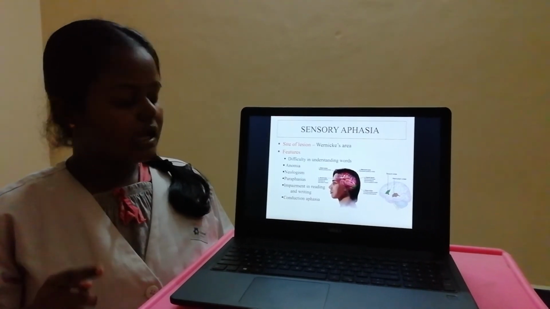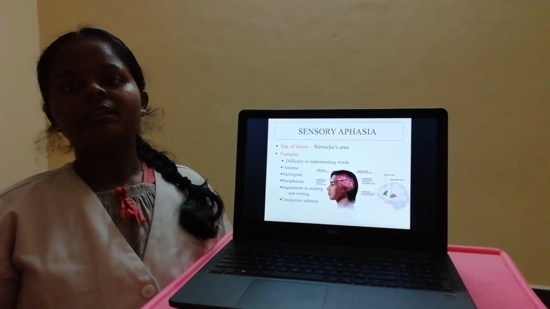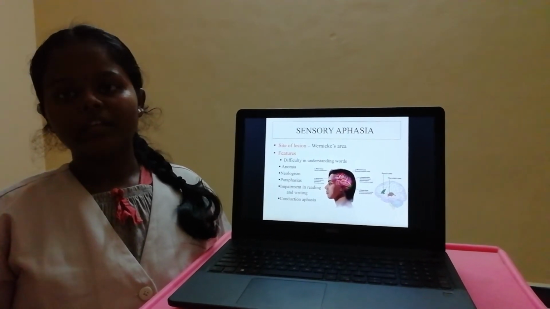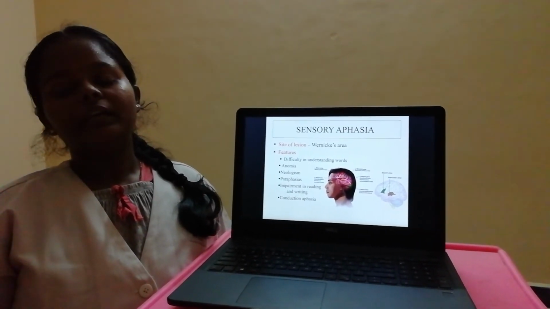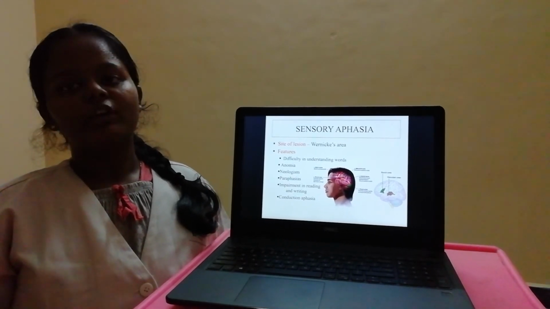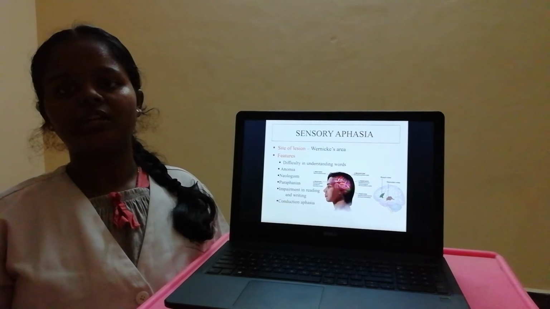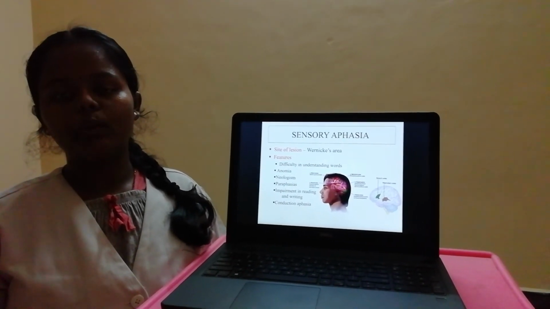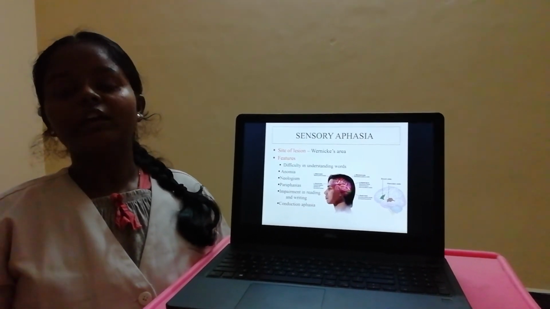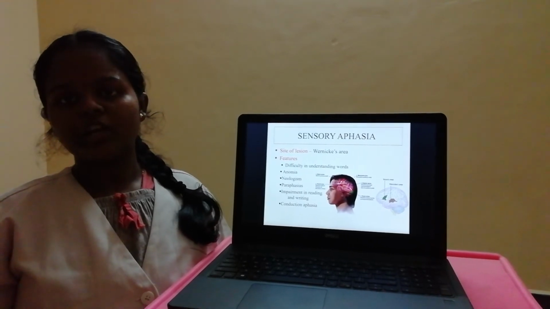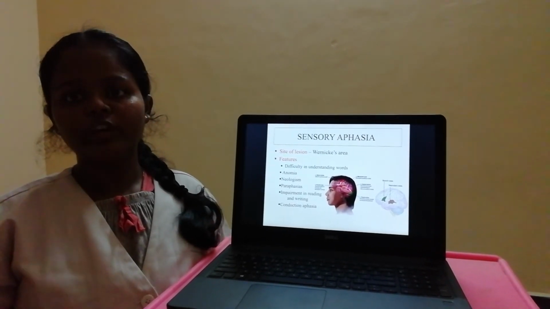Conduction aphasia, the person has good auditory comprehension, but he will put the words together incorrectly. For example, if a clinician asks the patient to repeat words, if the clinician says hello, the patient also repeats hello. If the clinician says refrigerator, the patient says frigidator, fridge, etc.